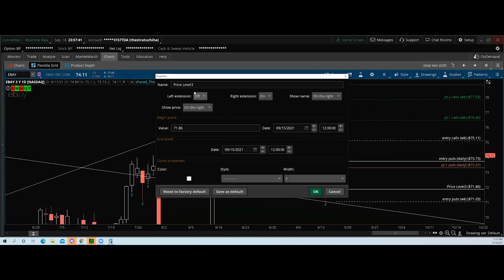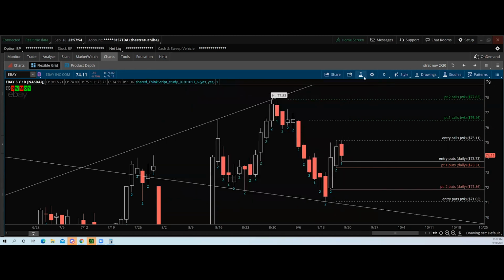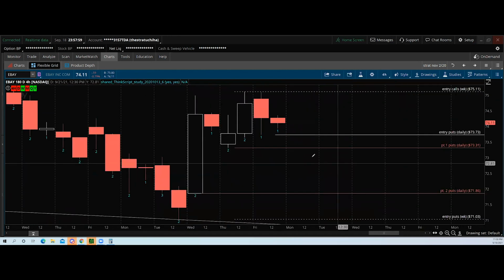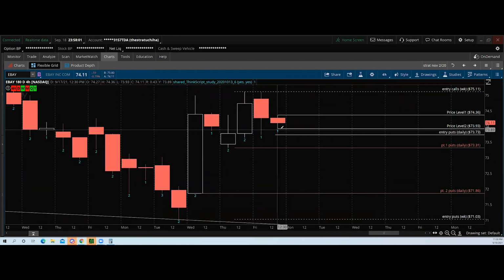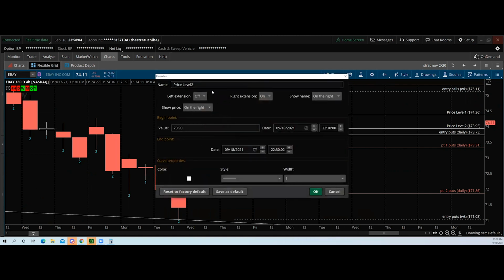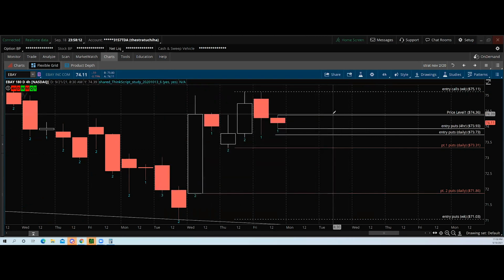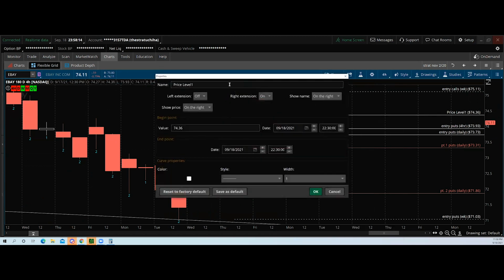And so when I'm saying daily and weekly, that means on that time frame. All right. So we're on the daily time frame. So PT2 puts daily. All right. That's the time frame that I'm getting it on. All right. And then on the 4 hour, we got an earlier entry for calls and puts. So entry for puts is below 73.93 on the 4 hour. Entry puts 4 hour. Then for calls on the 4 hour, it'd be 74.36. That's your entry for calls on the 4 hour.